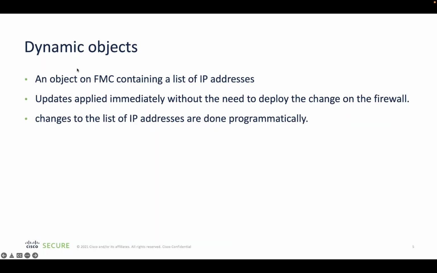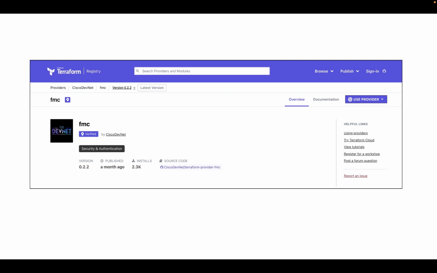A dynamic object is an object on FMC containing a list of IP addresses, changes to which take place immediately without the need to deploy them. Any changes to the list of IP addresses are done programmatically. One way is to use the FMC Terraform provider to create, update, and delete dynamic objects on FMC.